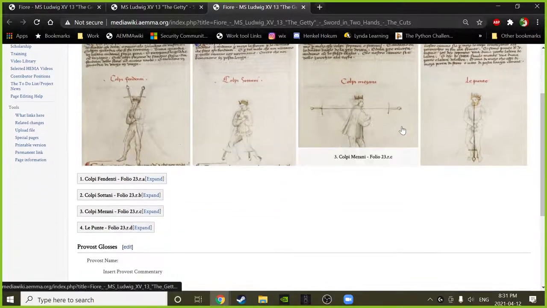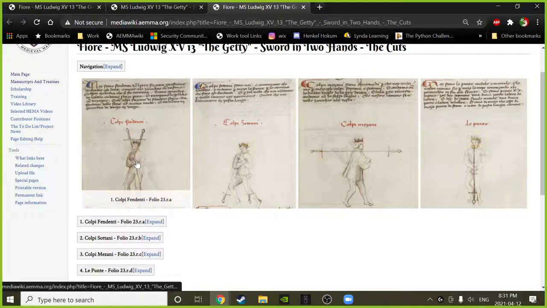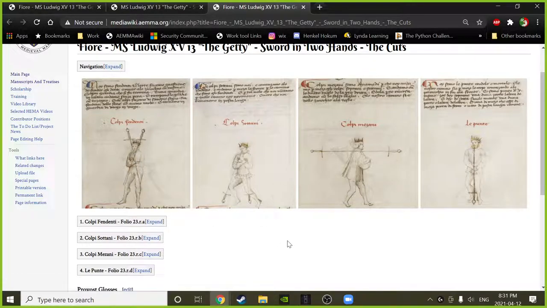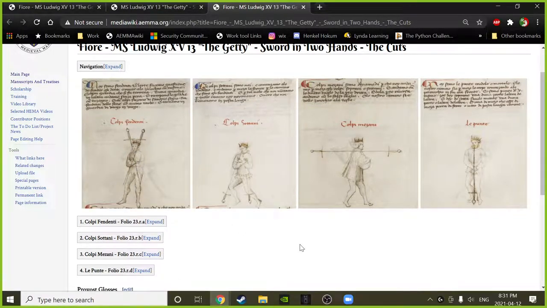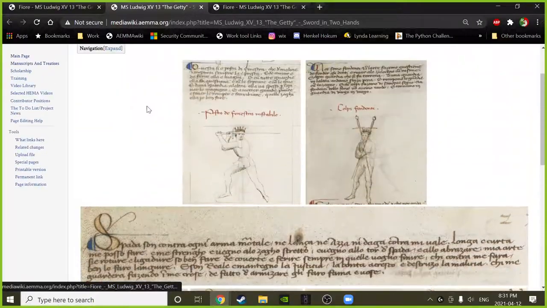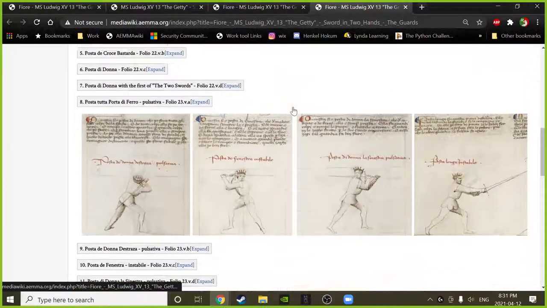So I didn't really appreciate the variety of opinion on this. I presented my opinion last week, or I presented the view with the argument, which happens to be what I hold as well, that these cuts here, the Fendenti, the Sotani, the Mezzani, and the Punta, these angles are less about the path of what the cut is taking than what can be the target of the cut. And I justified this by saying that I thought this was so because all cuts finish in posta longa. That's what I said.